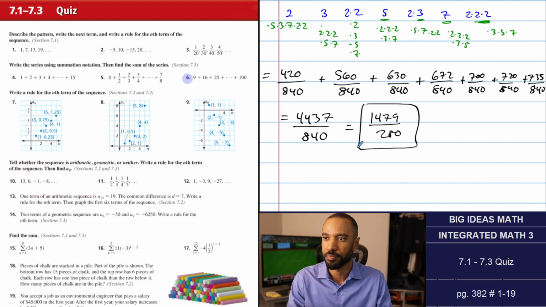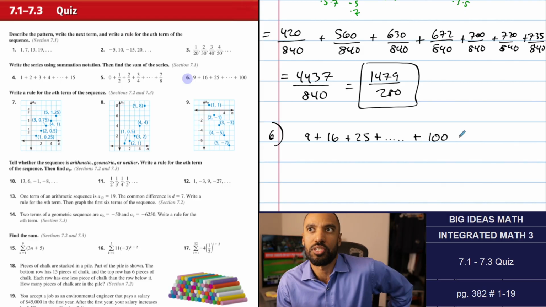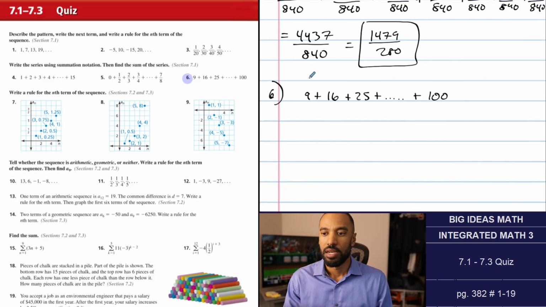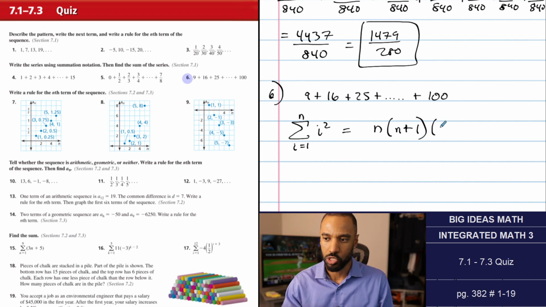Excuse me. Number 6. On number 6, we have 9 plus 16 plus 20. So these are perfect squares. And there's a formula for the sum of the first whatever perfect squares added together. Now we're missing the first 2 of them, and I'm going to call attention to that as well. Because the formula for the first to the nth of something squared, if I recall, is n times n plus 1 times 2n plus 1 all over 6.